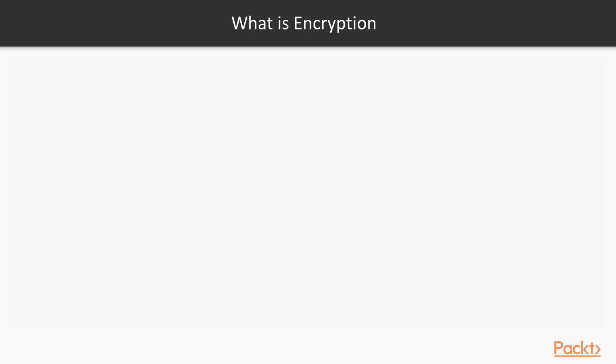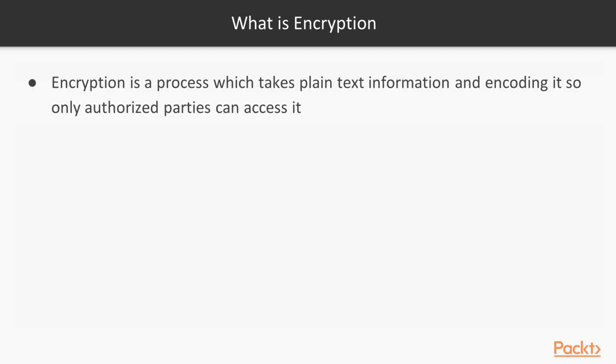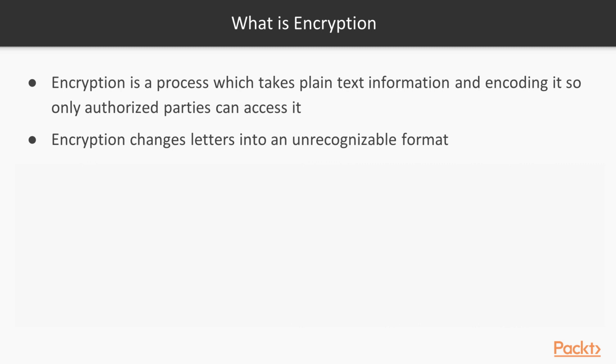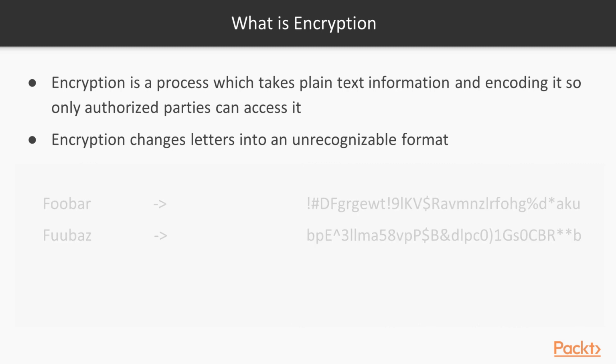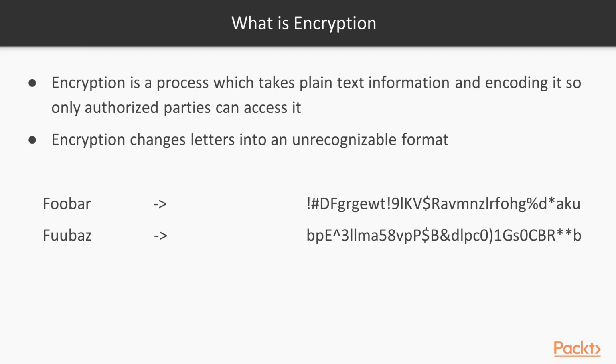What is encryption? Encryption is a process which takes plain text information and encodes it, so only authorized parties can access that information. For instance, encryption changes letters into an unrecognizable format. For example, you have this string foobar. Using an encryption function, it turns the string foobar into an unrecognizable format. It just looks like a mess of characters.